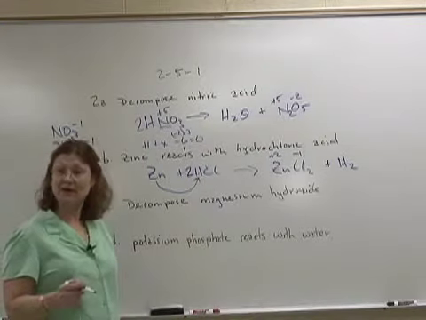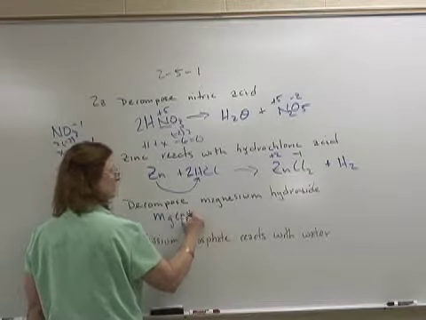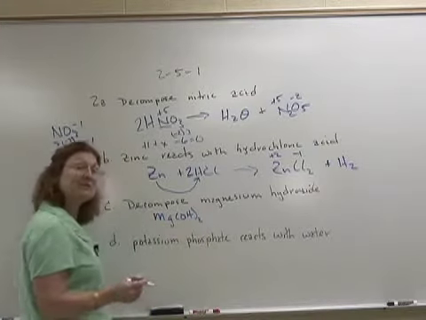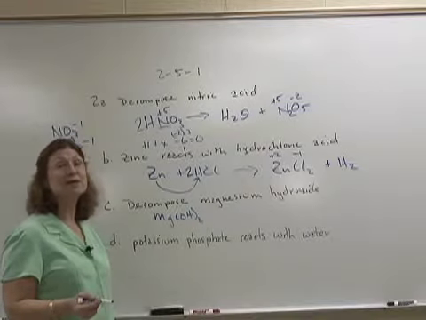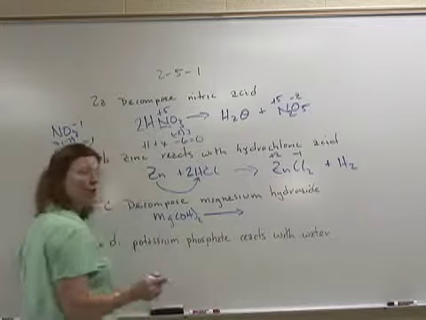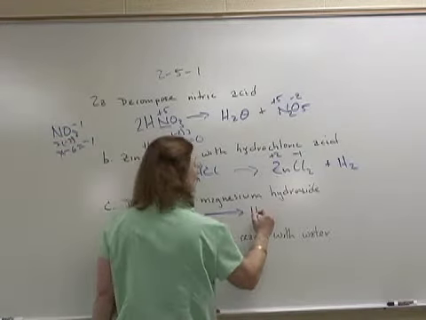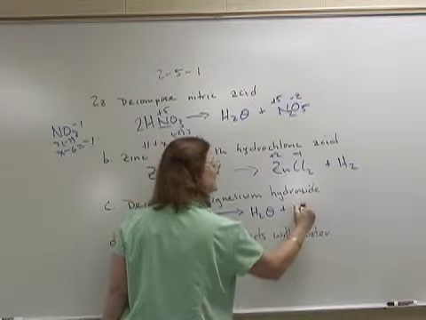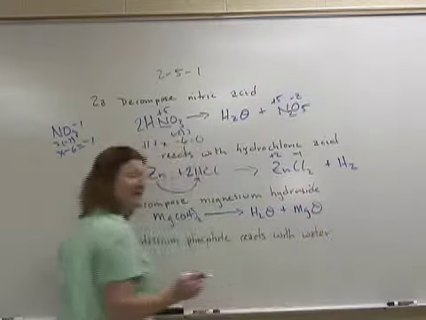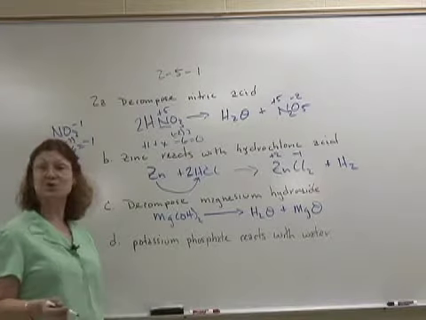Now, this next one, I am decomposing magnesium hydroxide. Magnesium is +2, hydroxide is -1. Now, whenever I decompose a base, or metal hydroxide is a base, I always get water and a base anhydride, and magnesium is +2 and oxygen is -2, therefore I get MgO.